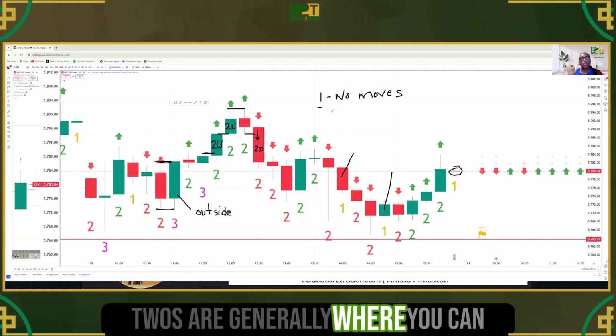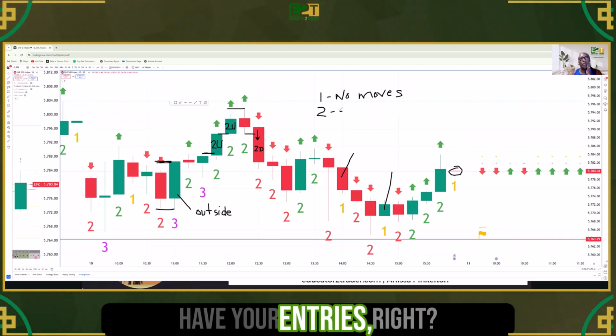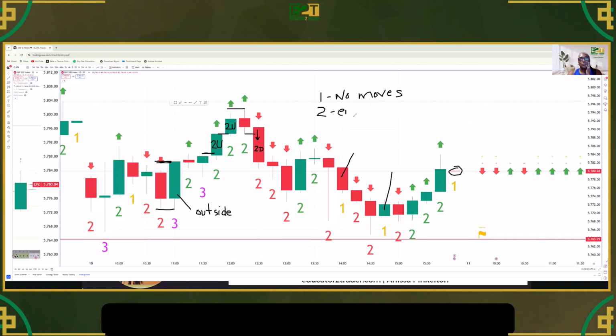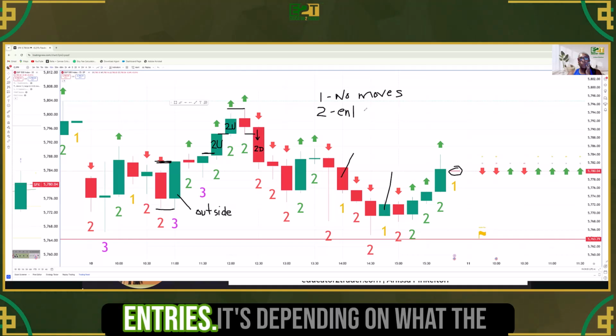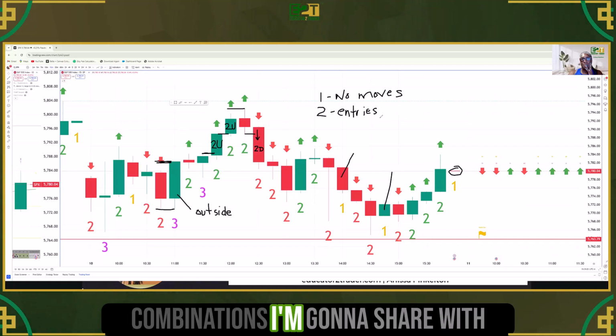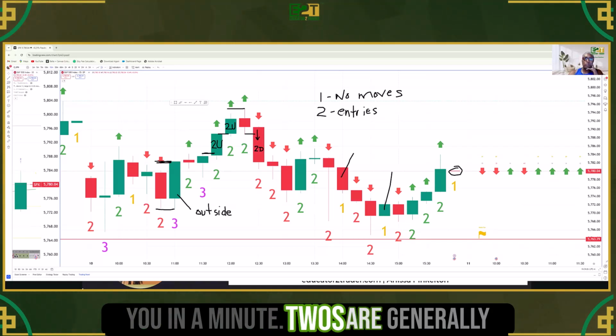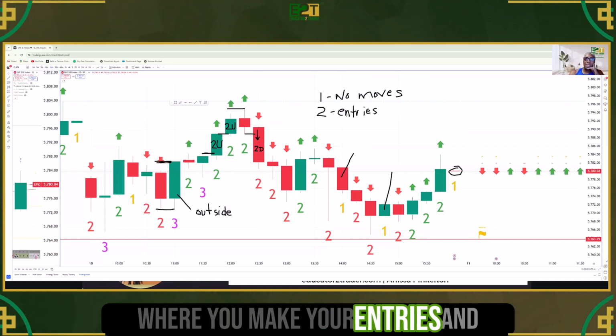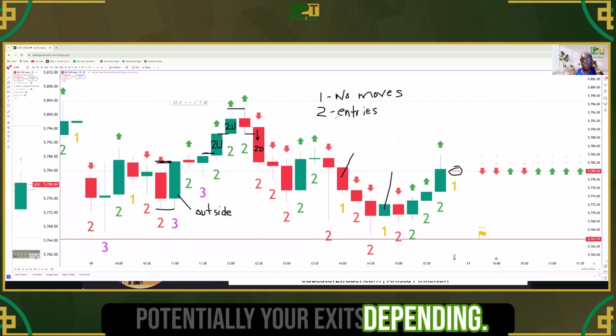2s are generally where you can have your entries, right? 2s is where you can make your entries. Depending on what the previous candle was, because there are combinations I'm going to share with you in a minute. 2s are generally where you make your entries and potentially your exits, depending.